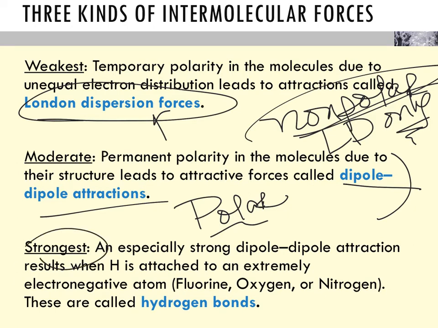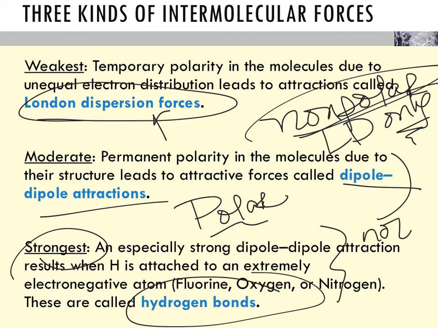The strongest of the three intermolecular attractions is hydrogen bonding. I hate that they call it hydrogen bonding because it's not really a bond. I hate that they have the word bond in there. It is an intermolecular attraction. So please try to remember that hydrogen bonding is not a real bond. It is between separate molecules, just like dipole-dipole and London dispersion.